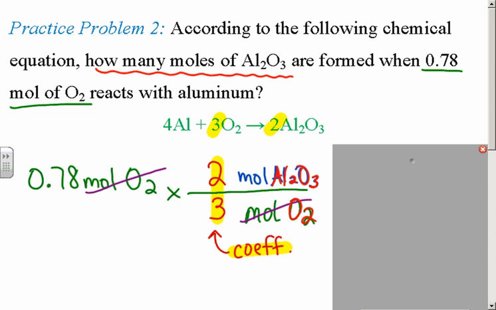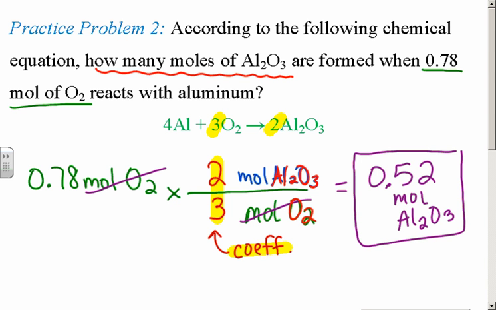So now on my calculator, I would type 0.78 times 2 divided by 3. When I do this, I get an answer of 0.52 moles of Al2O3. For significant figures, I started with 2. Zeros in front don't count, so I end with 2 sig figs as well.